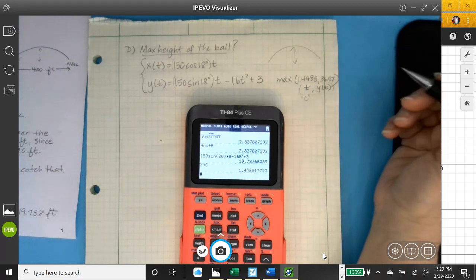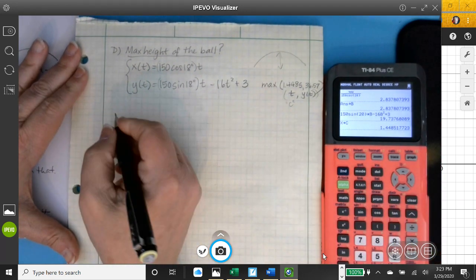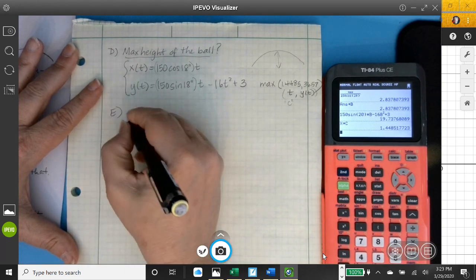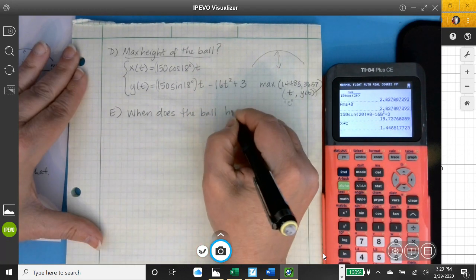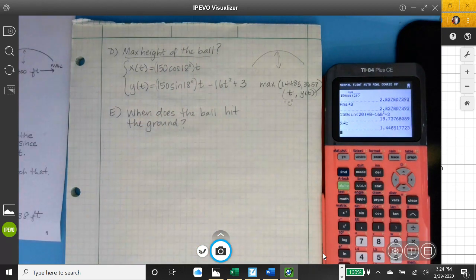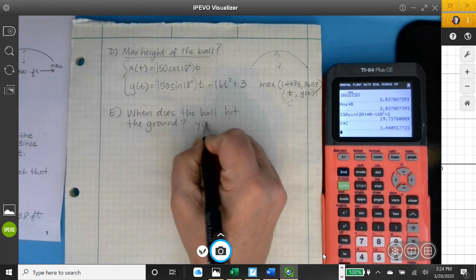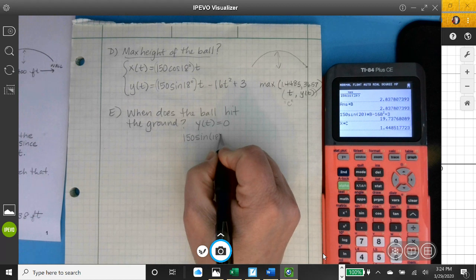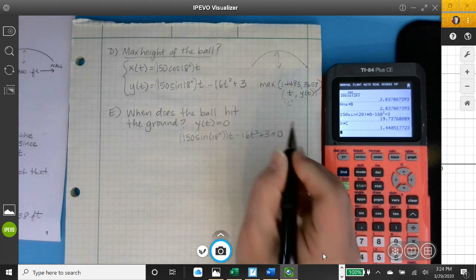Okay. The other interesting question would be, well, when does the ball hit the ground? That's E, that'll be our next question. Well, that's when its height is 0. So we would set y of t equal to 0. So that would be 150 sine of 18 degrees times t minus 16t squared plus 3 equals 0.